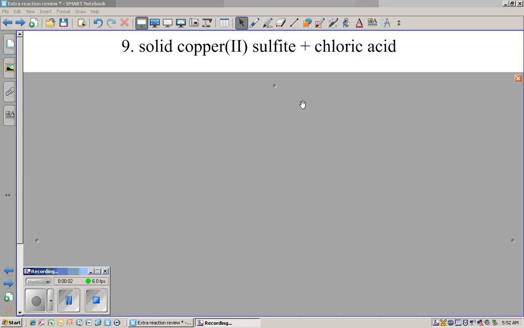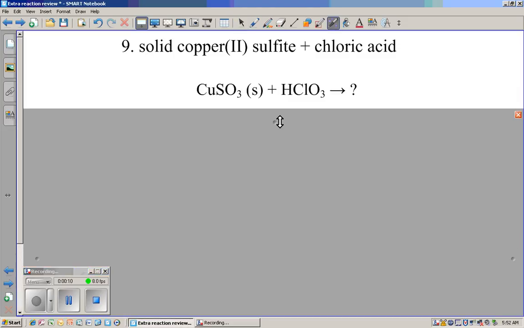Number 9, solid copper sulfite is reacted with chloric acid. It's important that they tell us that this is solid. It tells us that it's going to stay together at the beginning. And chloric acid is one of our strong acids, HClO3. Strong acids always dissociate 100% into hydrogen ions and the anion.